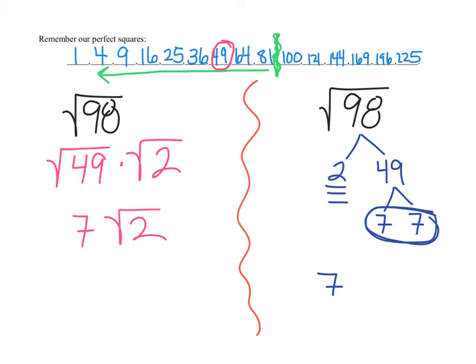This 2 is left over, so it stays on the inside of the radical. If there's ever a time where you're circling more than one number, those get multiplied outside. If there's ever a time where you're left with more than one number, those get multiplied on the inside. Okay, so this was a big breakdown of your two options for simplifying square roots.